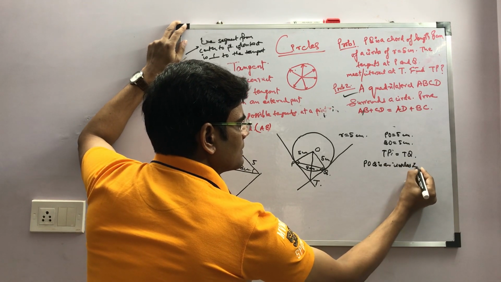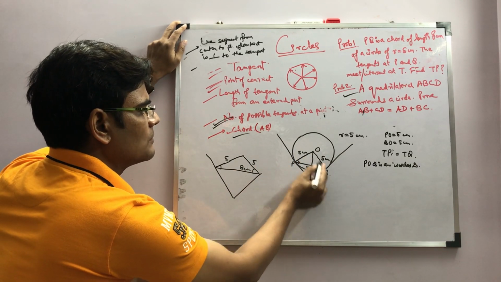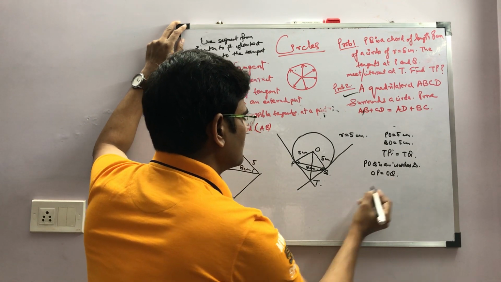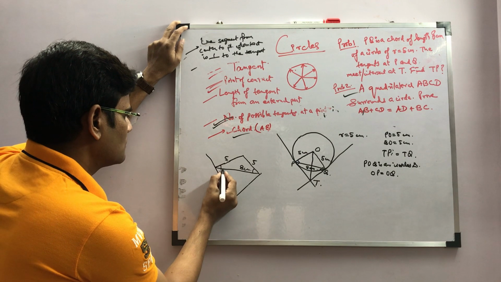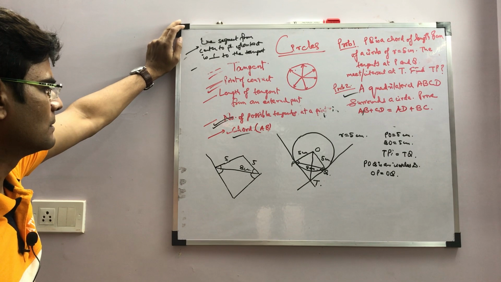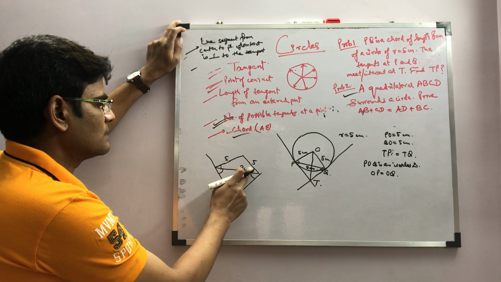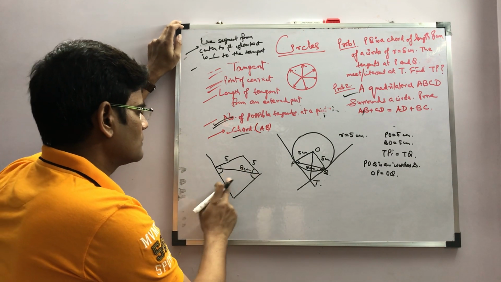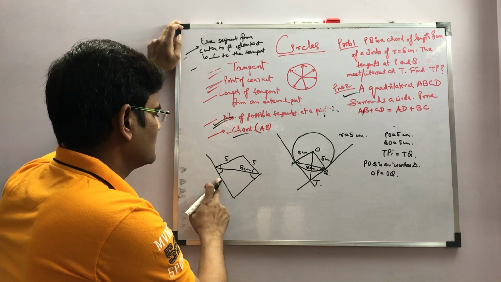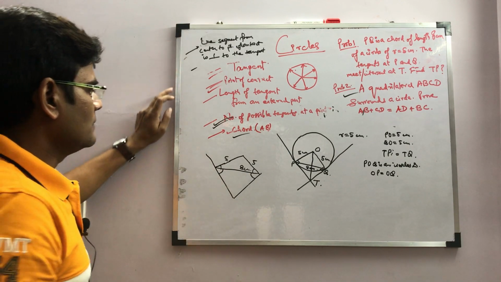Isosceles triangle. So what happens? OP and OQ are equal. OP equal to OQ. So these two are also equal. Can we say that? Yes, because 90 minus this and 90 minus this. If this is x, this is 90 minus x. This is x, this is 90 minus x. So these two angles are equal. So this is also an isosceles triangle, right? This is equal to this and this is equal to this. So how to solve this problem?